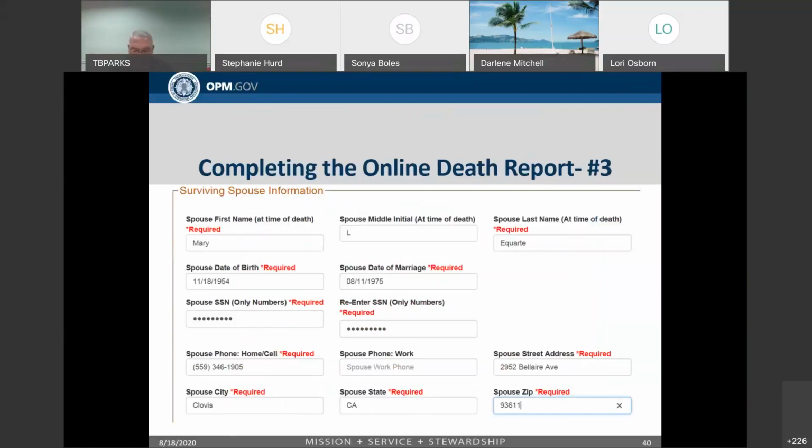And as we talked about before, this is only if there's a surviving spouse eligible for a survivor annuity. Do not enter if there's a child, a former spouse, or a designated beneficiary. If there's no surviving spouse payable, just send the package through the normal processes. Don't fax it or use the internet to report it to us. Okay.